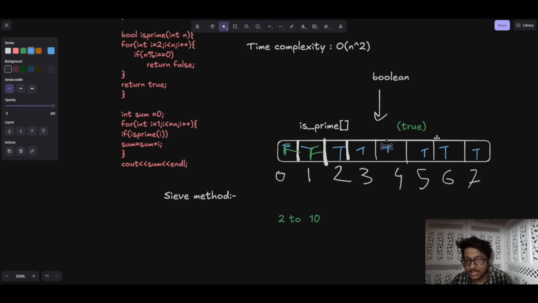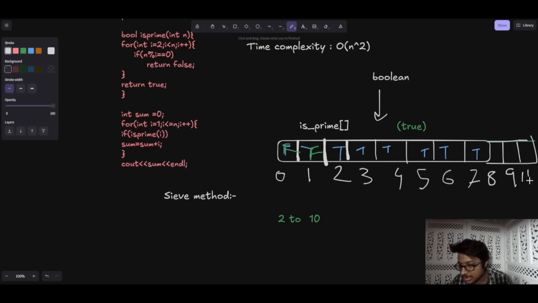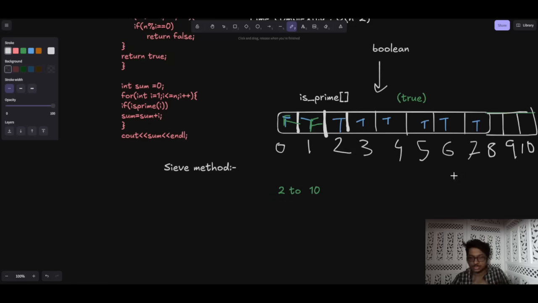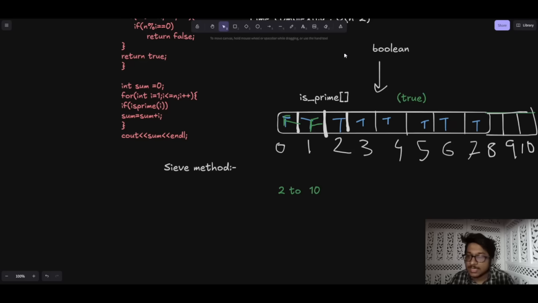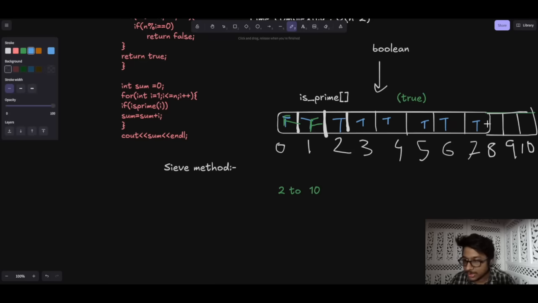So if it is 2 to 10, you can increase this a bit essentially. You get 8, you get 9, you get 10. I hope I'm not moving completely out of my screen. So the idea is everything is of course marked with true at the beginning, as I said. After that, 0 and 1 have been marked as false. Now the idea here is you take a loop from 2 to n.